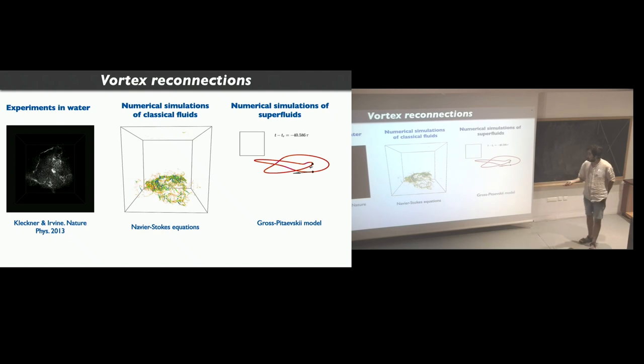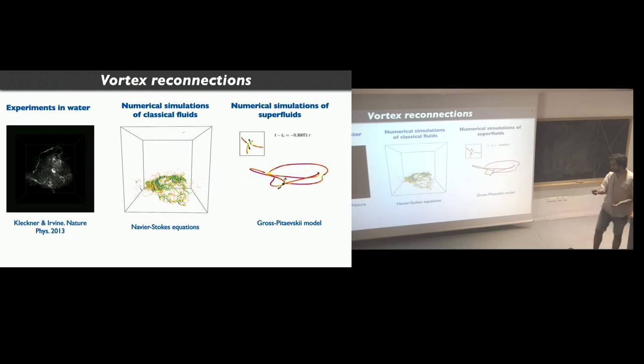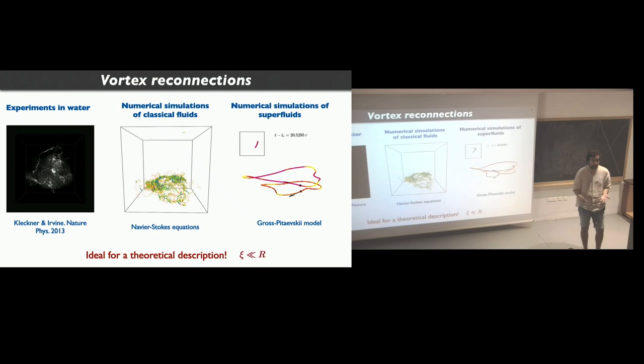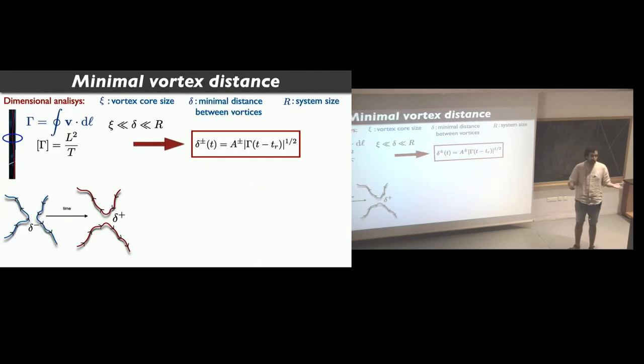What I'm showing here is the humble Gross-Pitaevskii model, where this is the outcome of a tracking. It's a trefoil knot, and what you observe is vorticity, so those filaments are much simpler. The colors correspond to the local curvature, and the arrows to the orientation of the vortex. So it's way simpler, and you really have a chance to say something theoretically, and actually we can. The first thing we can try to answer is what is the minimal distance between two vortices, how they approach as a function of time.